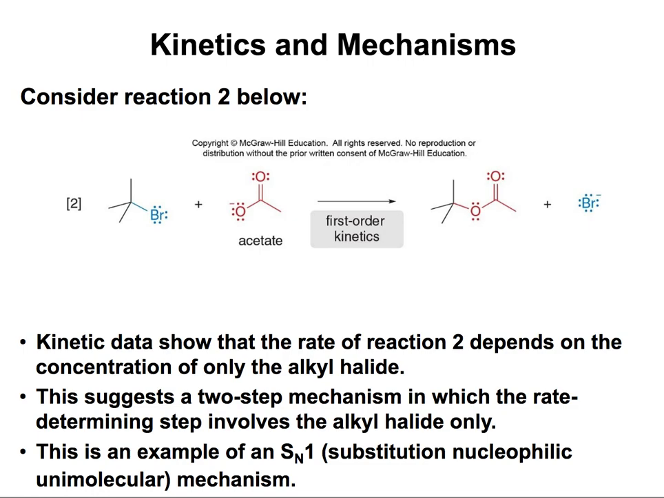And the other option is that kinetic data shows that the rate of the reaction 2, this one, depends on the concentration of only the alkyl halide. If it only depends on the concentration of one of the reagents, then this reaction is going to be unimolecular, right? So if it only depends on one, it's going to be an SN1 type of reaction. And if it's an SN1 type of reaction, it's going to happen through an intermediate. Okay, so I'm going to show you that intermediate here.